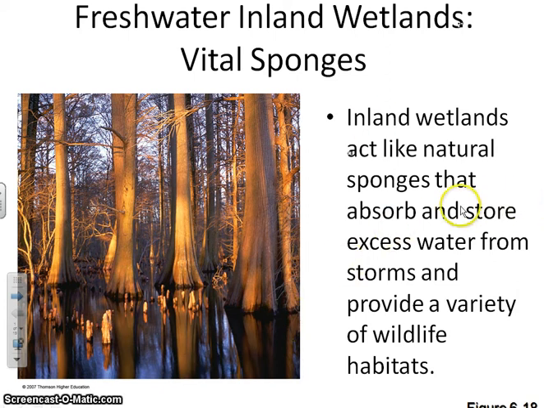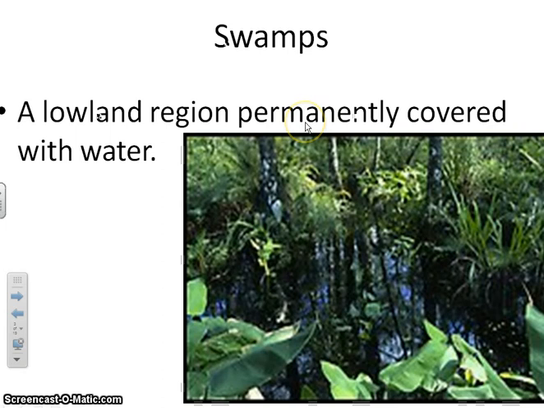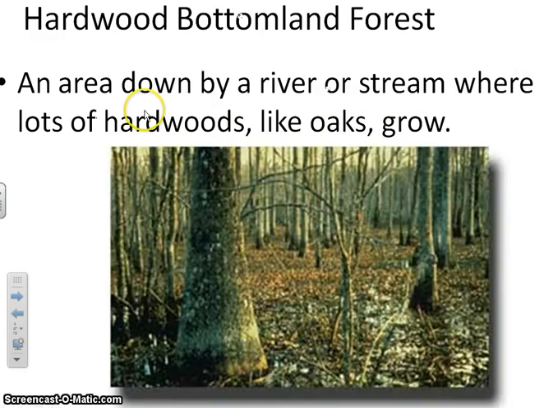Got a nice variety of wildlife habitats here, and so let's have a look at some of the wetlands that we can have inland. So a marsh is what we have like here in San Antonio. Sometimes areas of McAllister Park get temporarily flooded. We'll have some of these sometimes next to a river or a lake. A swamp is permanently covered with water, so different from a marsh in that way. Hardwood bottomland forests can kind of serve in the same capacity as these other wetlands because it's got lots and lots of plant life that will soak up lots of extra water.